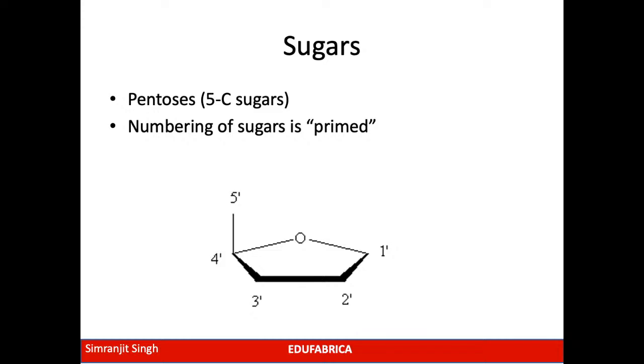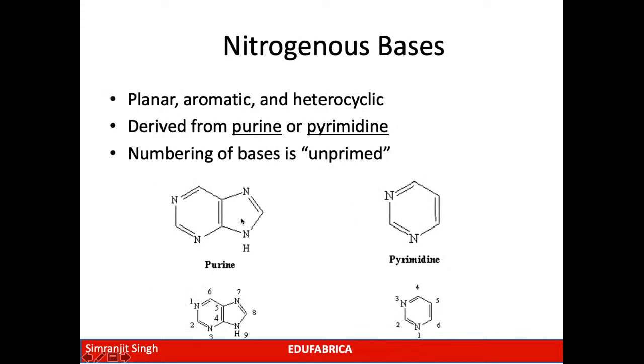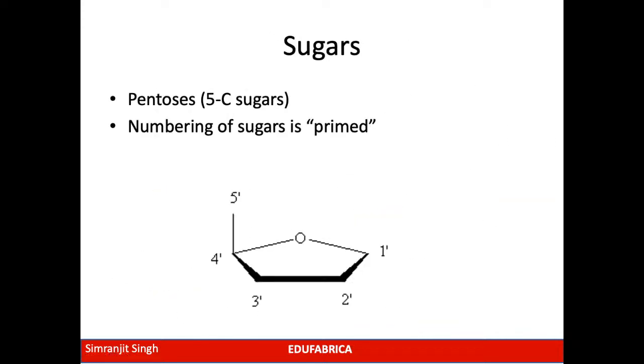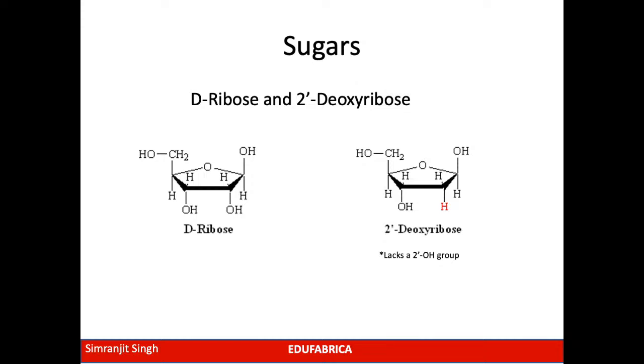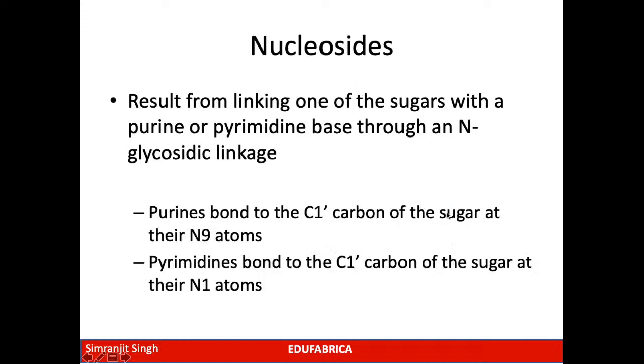Then there's sugar. So this is a 5 carbon sugar. The carbons of the sugars are primed also: 1, 2, 3, 4, 5. And sugars are of two types: deoxyribose and ribose sugar. This is in RNA. In DNA, on the second carbon, the hydroxyl group is absent. On this, it is present, and on this, it is absent.